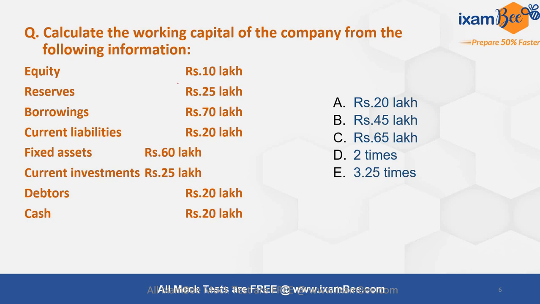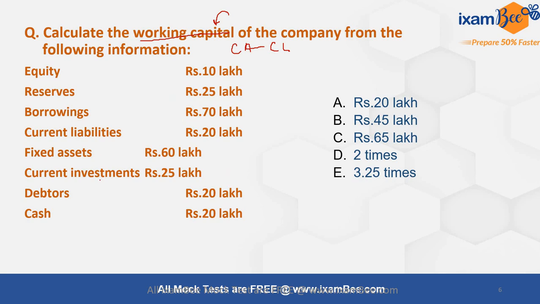The question number 1 is calculate the working capital of the company from the following information. Guys, what is working capital? It is the capital required for day-to-day working of the organization. The formula of working capital is current assets minus current liabilities.